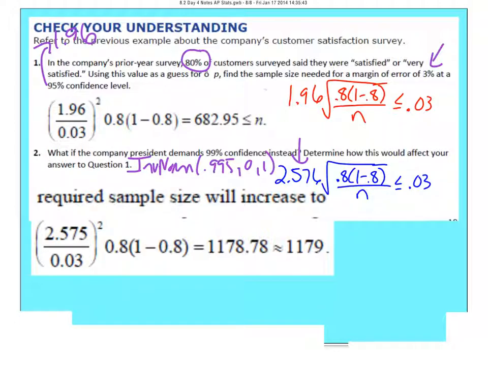The required size, if you want to be more confident, instead of 95, you want to go 99, you're going to have to sample 1,179 people. Okay, let me help you with solving the algebra on here if you're struggling with it.